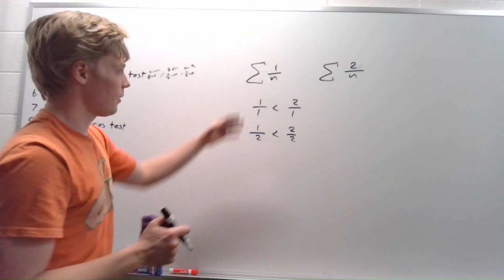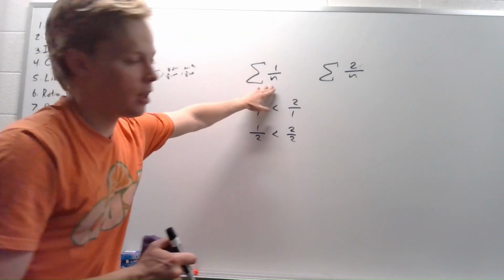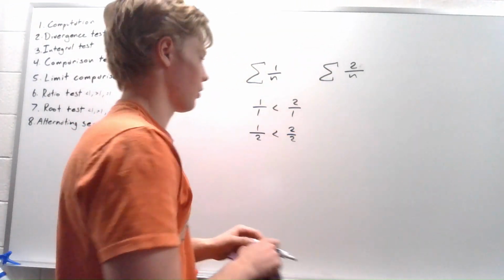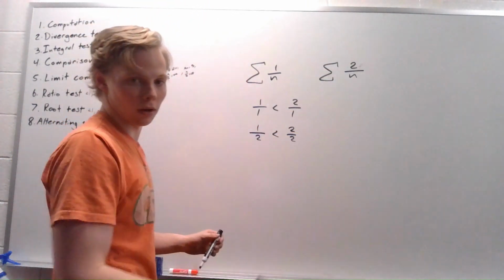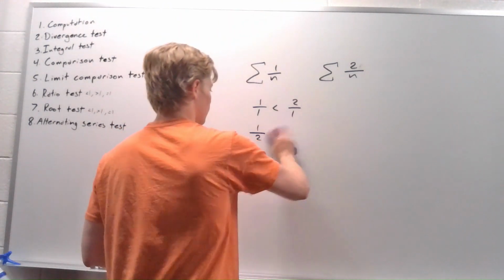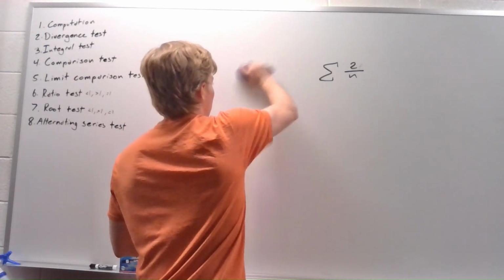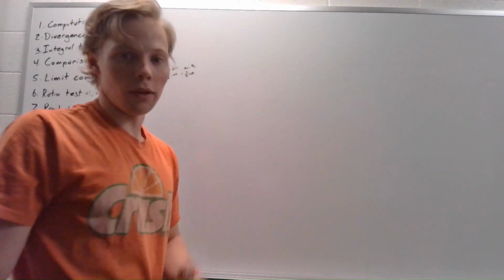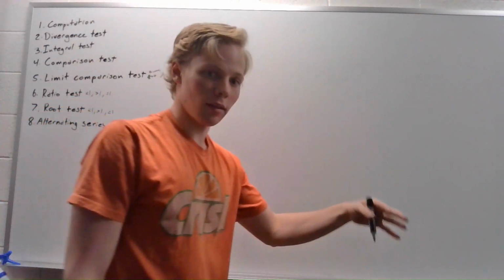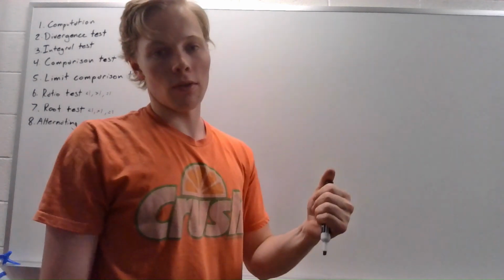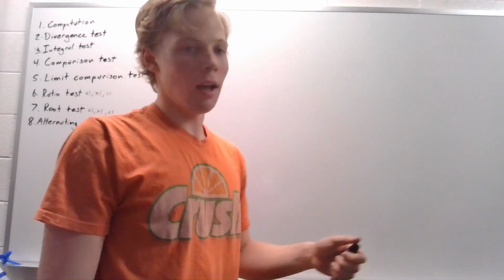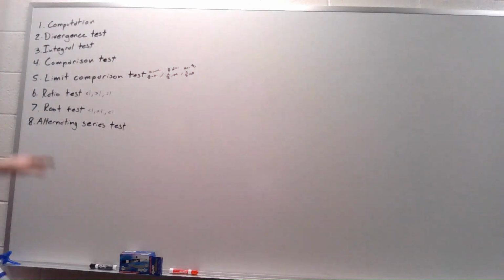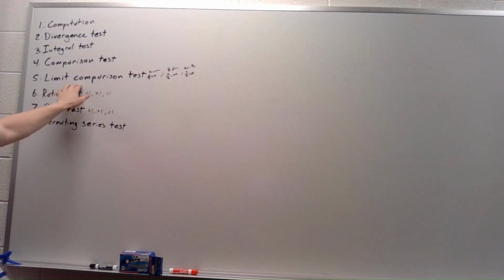And so that means if we know this diverges, we know that something that's always bigger than it also has to diverge. And so the comparison test works both ways. If you have something that converges and you have another one that's always smaller, that smaller one has to converge. If you have something that diverges and another function that's always bigger, you know that that one also has to diverge. So now let's go on to the limit comparison test.